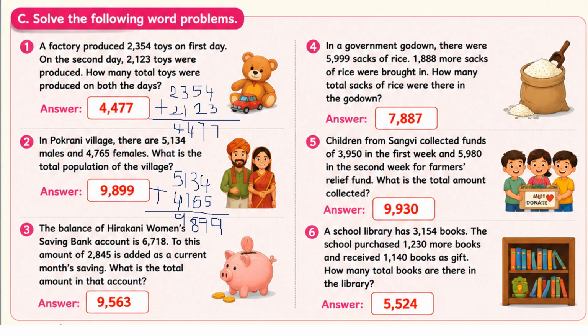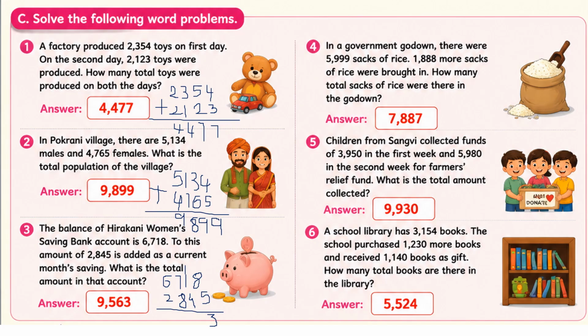Then we have the balance of Hirkani Women's Saving Bank account is 6,718. To this amount of 2,845 is added as current month saving. What is the total amount in that account? So this is the last question. 6,718 and 2,845. So 8 plus 5. Let's count 8, 9, 10, 11, 12, 13. So 3 and 1 carry.